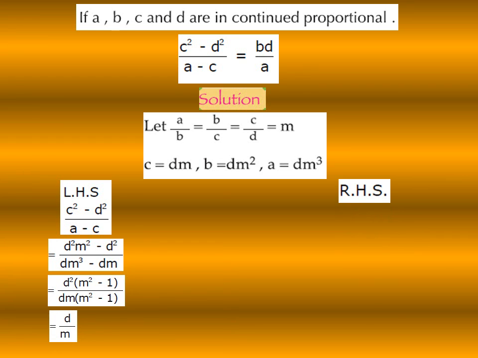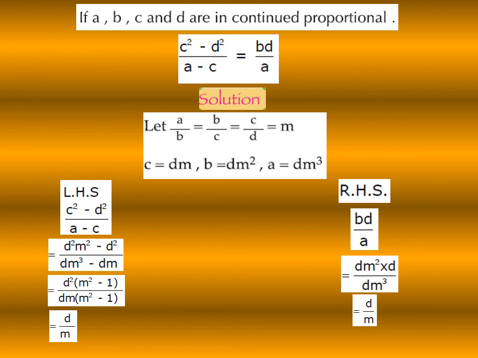The right hand side, BD over A, equals DM to the power 2 times D over DM to the power 3. In the simplest form it equals D over M. Then the left hand side equals the right hand side.